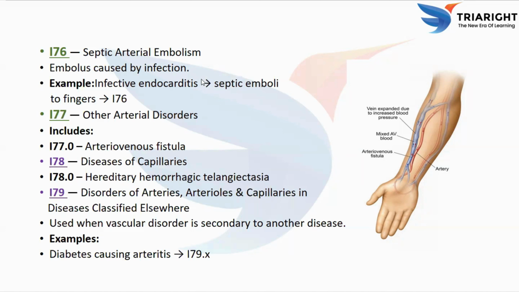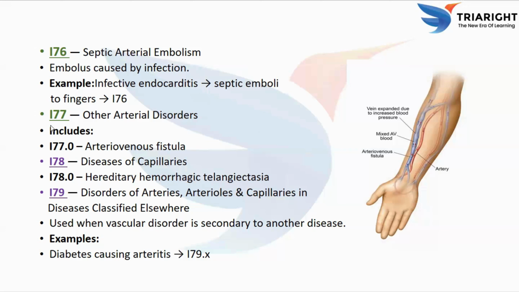So what is an example of septic arterial embolism? A patient with infective endocarditis, an infection of the heart walls. Pieces of the infected material break off, travel through the bloodstream and reach the fingers, so that it blocks the arteries. So this is coded as I76.